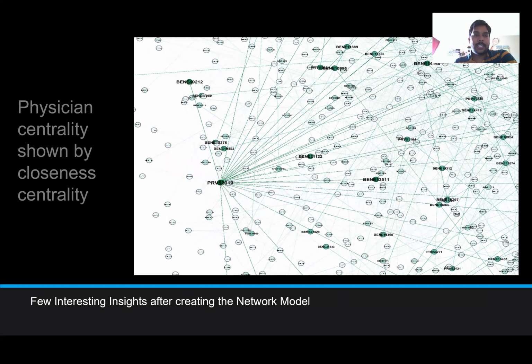The provider centrality is shown by closeness centrality here. Closeness centrality reveals how close, or how many, providers are present for the members in the network. You can see in this example that provider 52019 has high closeness centrality and a lot of claims for the members around him.